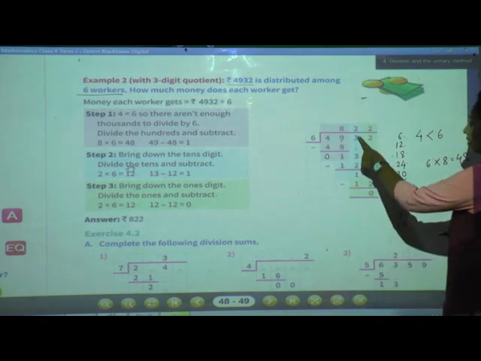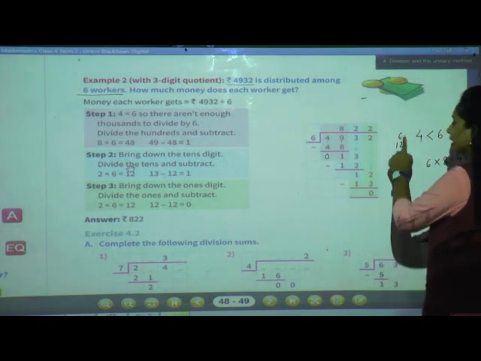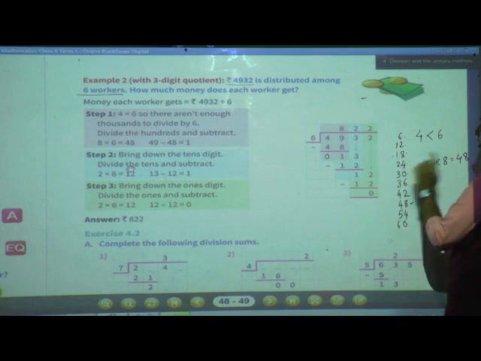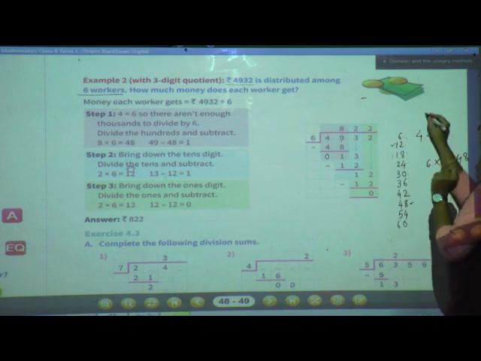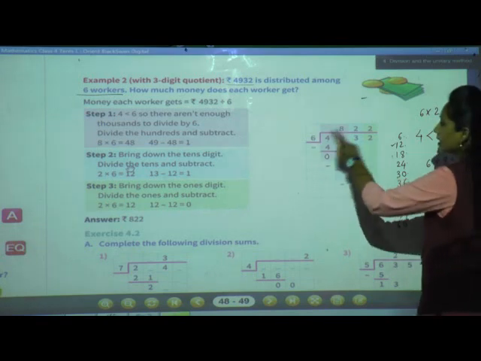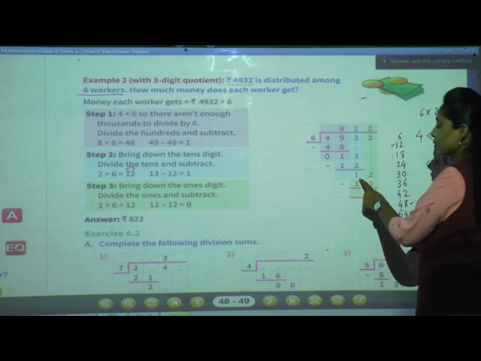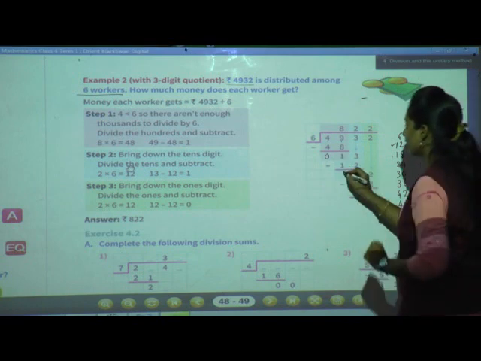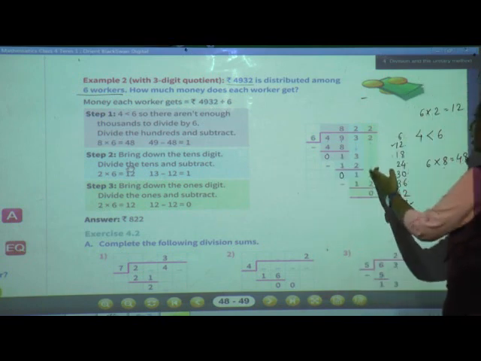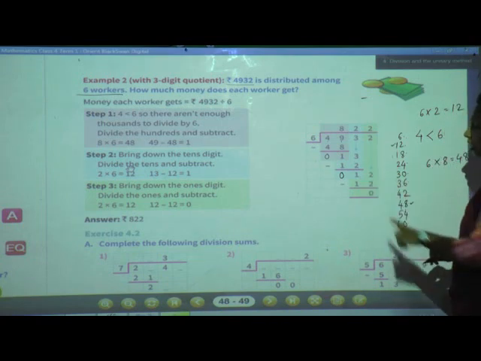Now bring down the tens place, that is 3. 1, 3, 13. Now see, is 13 there in the 6 table? No, it is not there. What is there? 12 is there. 6 twos are 12. So write 6 twos are 12. Now do the subtraction. 3 minus 2 is 1. 1 minus 1 is 0. Now bring down the ones, the last number, 2. Okay. Now we have 12.